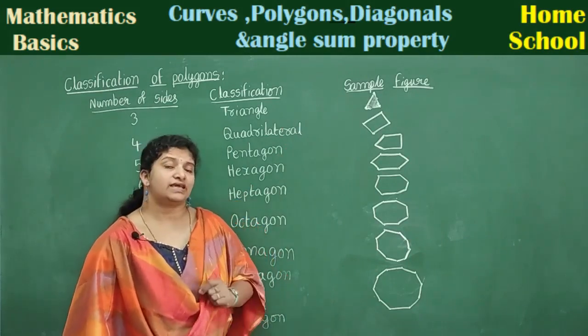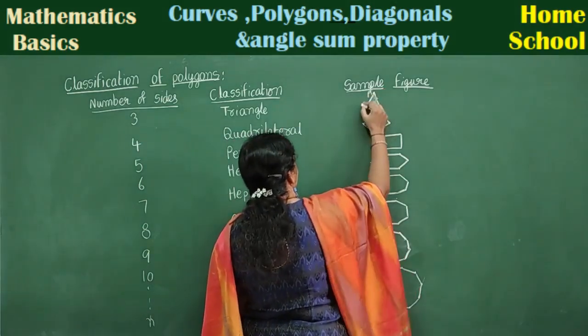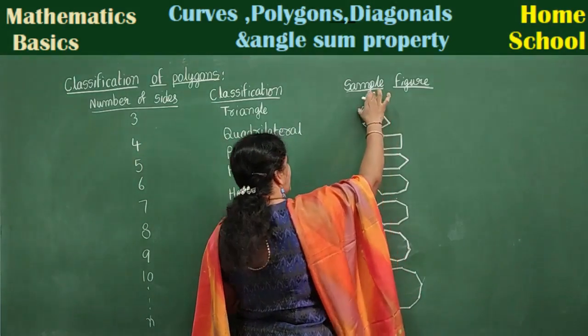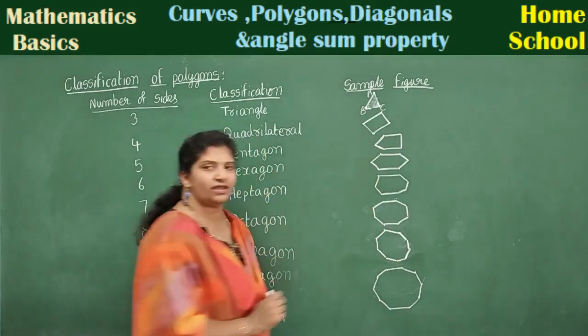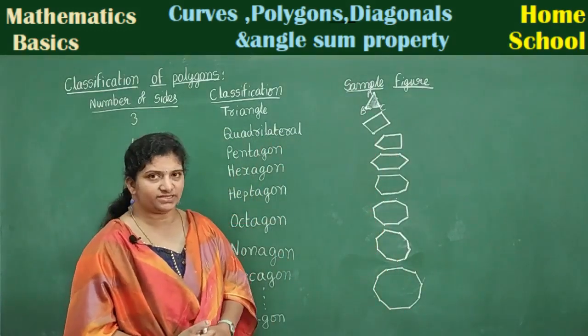Suppose how we name their sides and vertices. Look here, suppose I consider a triangle, I say AB, BC, CA are the sides. A, B, C are the vertices.